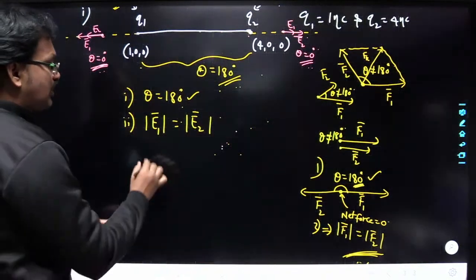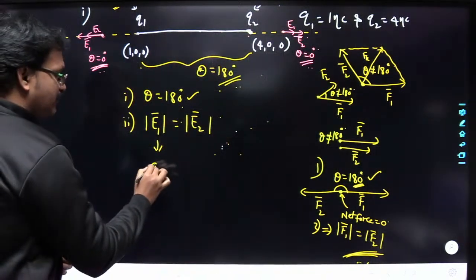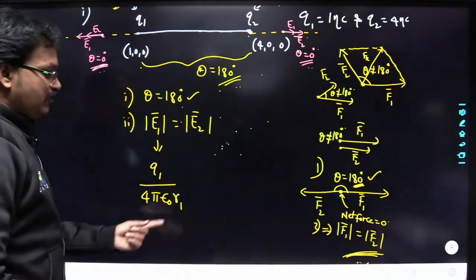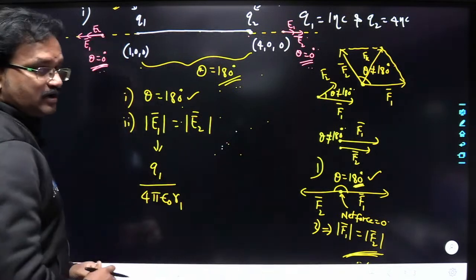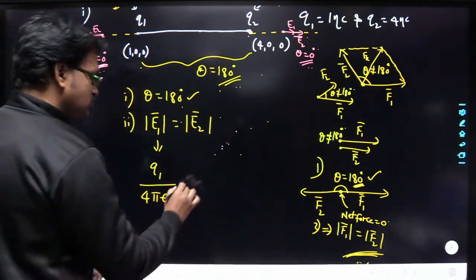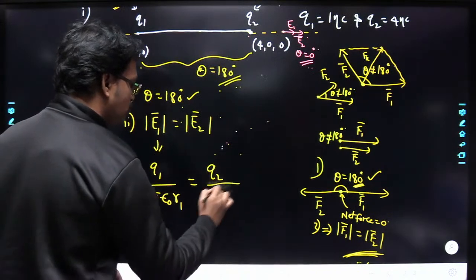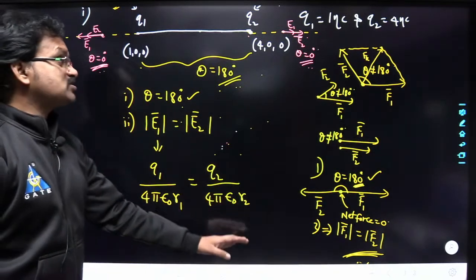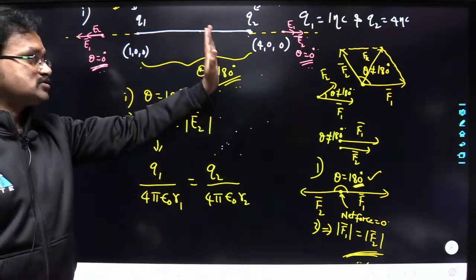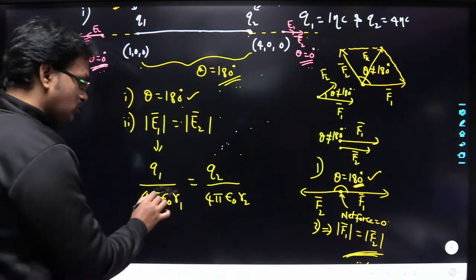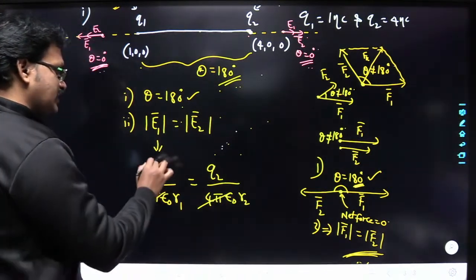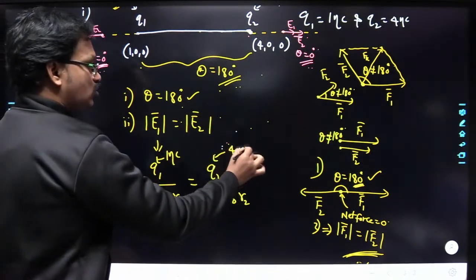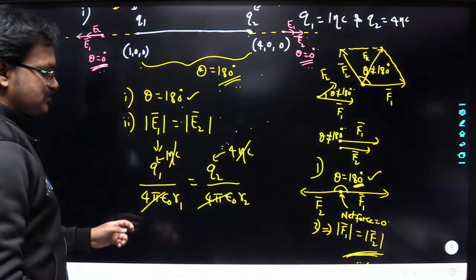E1 is the electric field produced by Q1. So what is the electric field produced by Q1 here? I can write simply Q1 by 4 pi epsilon naught R1 squared, where R1 is the distance from Q1. This must be equal to Q2 by 4 pi epsilon naught R2 squared, where R2 is the distance measured from Q2. Here 4 pi epsilon naught will get cancelled. Q1 is equal to 1 nanocoulomb and Q2 is equal to 4 nanocoulomb, so nano will get cancelled.